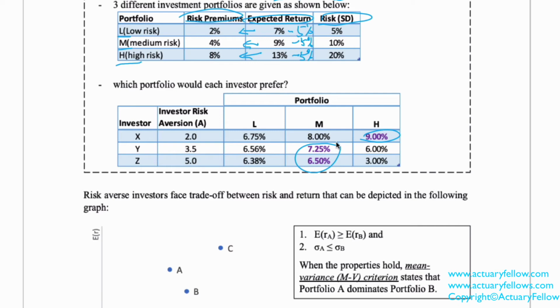Let's go over the utility calculation for investor X with the high-risk portfolio. Using the standard utility function, expected return 13% of the portfolio minus 0.5 times risk aversion times 0.2 squared equal to 9%. Sigma squared is just the variance. If the variance is given, we don't need to square it, so be aware of what's given in the question.